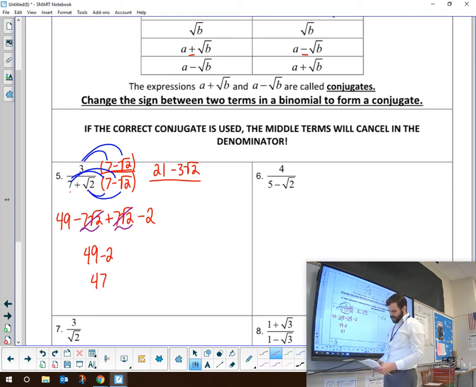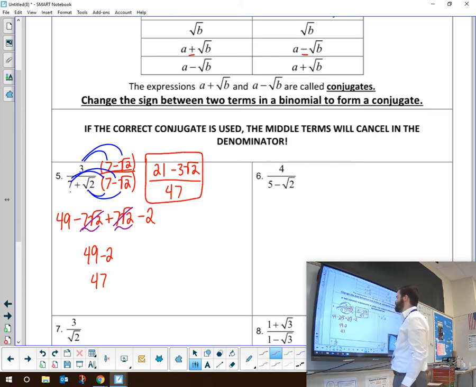Okay, so here I am left with 47 on the bottom, and we're going to rewrite that underneath here. And this is my simplified answer, 21 minus 3 square root of 2 over 47. Now, in some problems, we can reduce, and when we get to that, I'm going to show you. But this one, we can't reduce. Here's my answer. We just multiply both the top and the bottom by the conjugate. It cancels out the bottom square root, and we just put our square root on top. Makes it a lot better and easier for us.